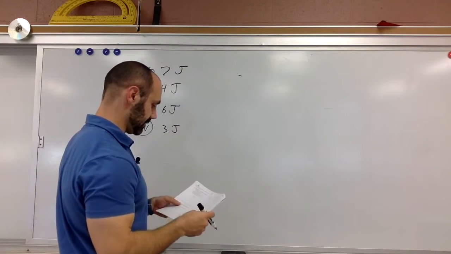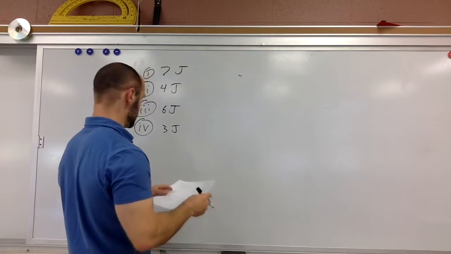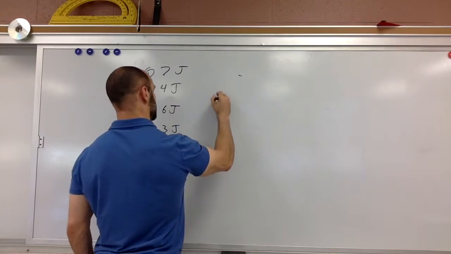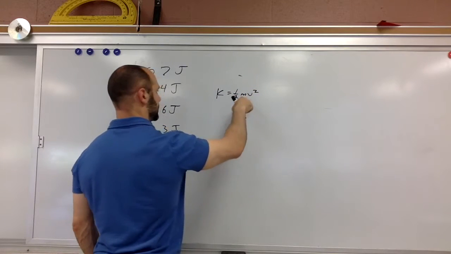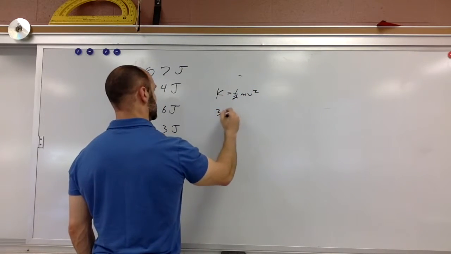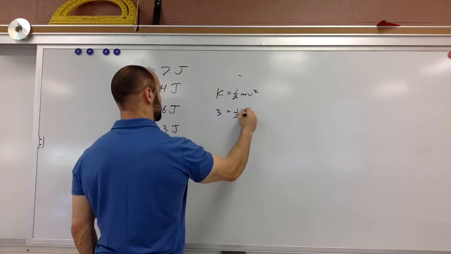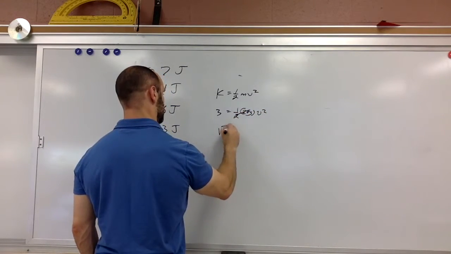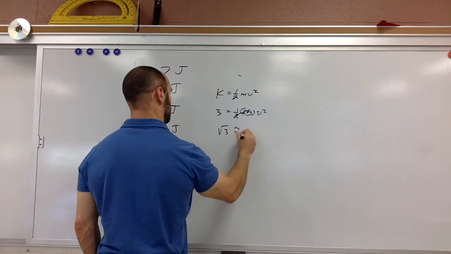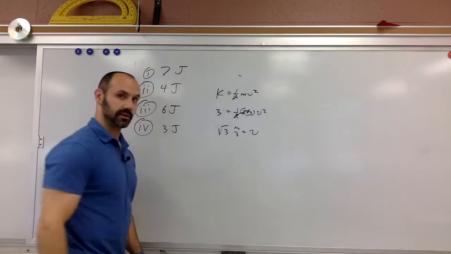And it says find the speed of the body at 12 meters. Well, so it's got 3 joules of kinetic energy. So K is 1/2 mv squared. It's a 2 kilogram object. So 3 joules is equal to 1/2 times 2 kilograms times v squared. Those cancel out. So it's the square root of 3 meters per second is the velocity.